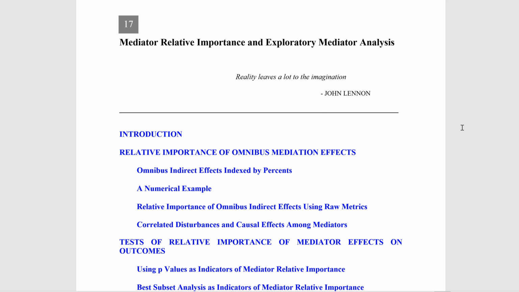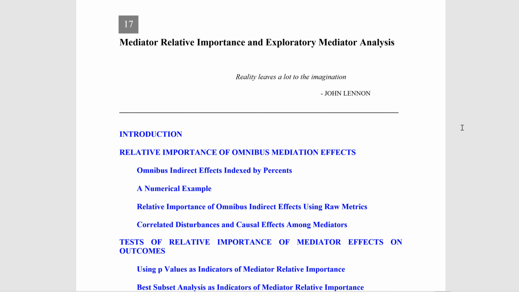I first review methods for addressing the relative importance of the second link, namely the relative effects of mediators on outcomes. The methods I consider include an analysis of p-values, stepwise regression, lasso regression, generalized additive models, all possible regression approaches, the analysis of standardized path coefficients, and dominance analysis. I discuss the strengths and weaknesses of each approach.